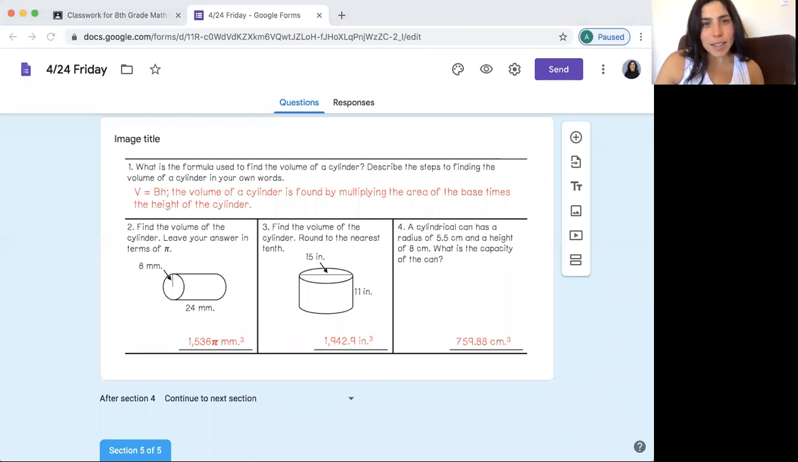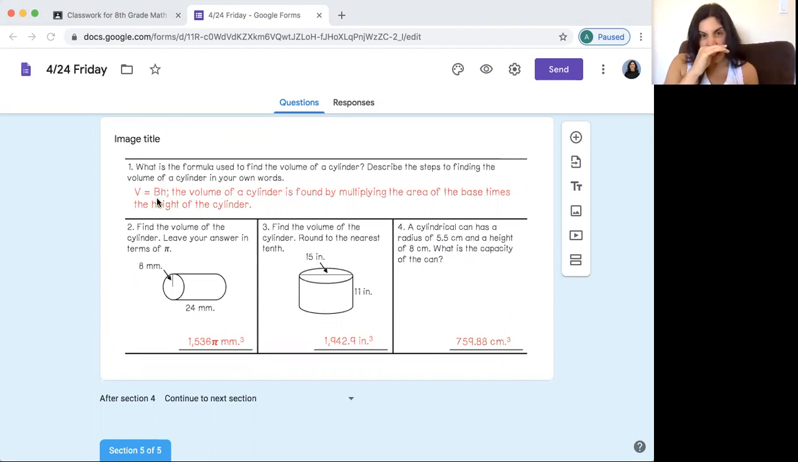Okay, so back to business. First question was really straightforward. What's the formula to find the volume of a cylinder? It's the volume equals capital B. Remember, capital B, the base, is actually the area of a circle, right? So it's the area of the circle times the height of the cylinder.